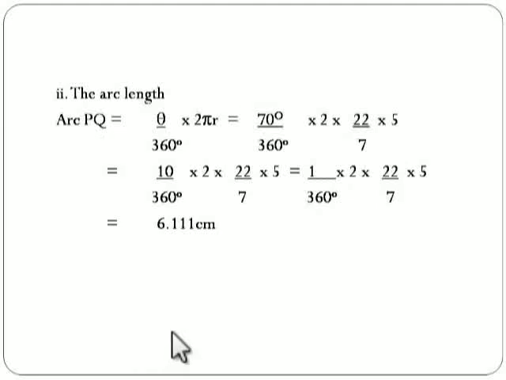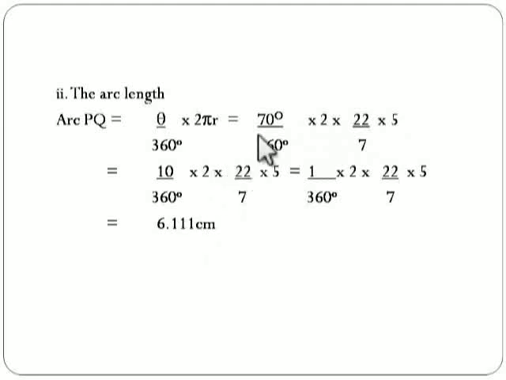We are continuing now. The question number 2, that is the arc length. Like I said, an arc is part of the circumference. So it's a fractional part of the circumference. So theta over 360 multiplied by 2 pi r. Then we get here. Then this is going to be our answer.